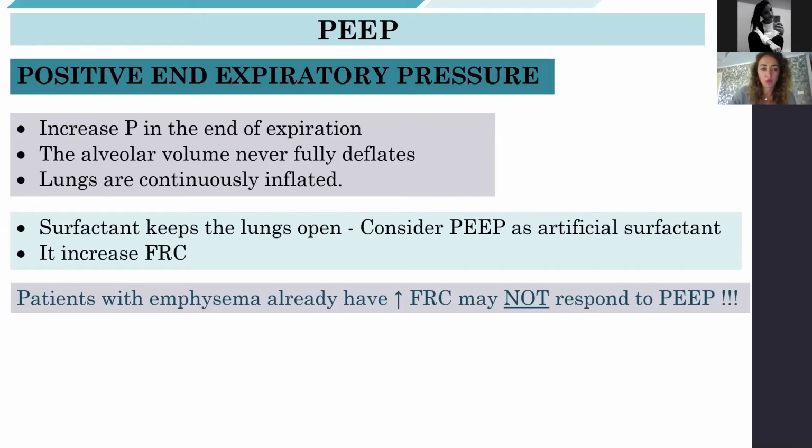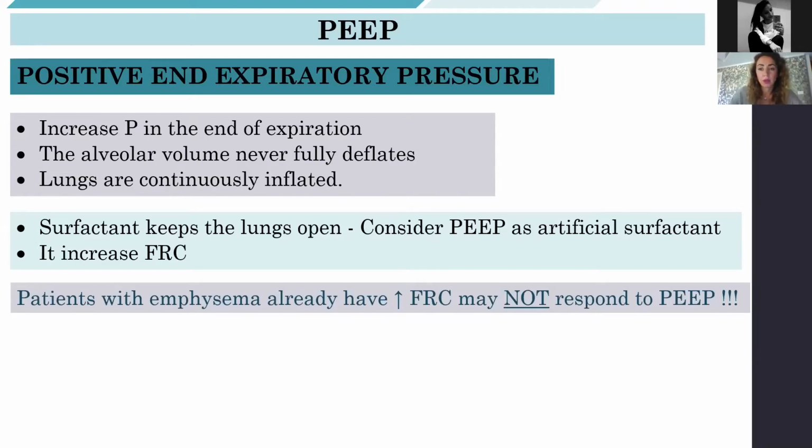We should look at PEEP as surfactant. We know that surfactant keeps the lungs open. So consider PEEP as artificial surfactant. That means that it will give tension to the alveoli and keep them open, never letting them fully deflate.